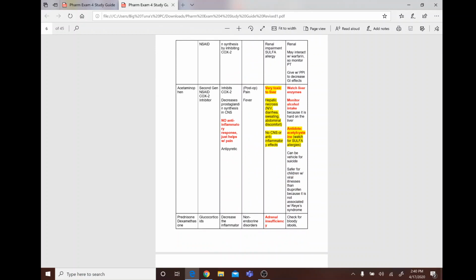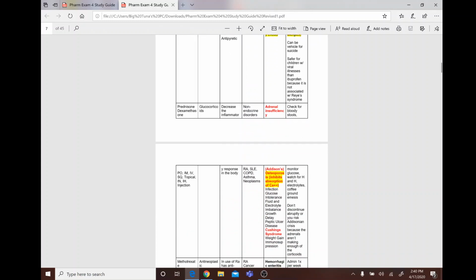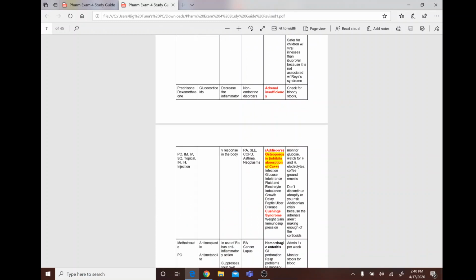Alright, what are the side and adverse effects of acetaminophen? So it's very toxic to the liver, so you have hepatic necrosis. The antidote for acetaminophen is acetylcysteine. What allergy do you have to watch for when taking that? Sulfa allergies.